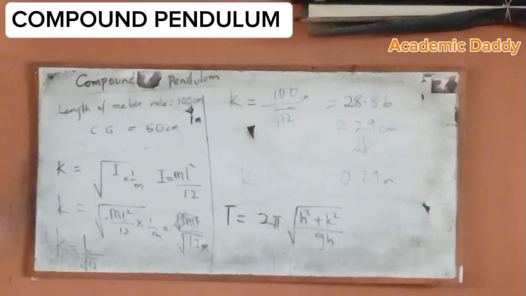And once they tell you compound pendulum, it simply means that you are now using a rigid body. You know that thing we normally use for simple pendulum, that's what we normally use, it's not really rigid. So we use a rigid body once it's talking about a compound pendulum.